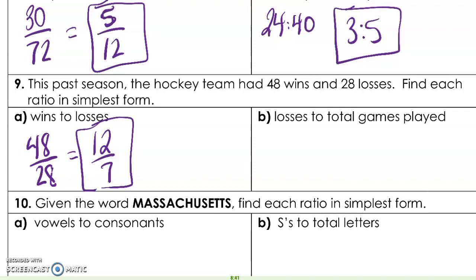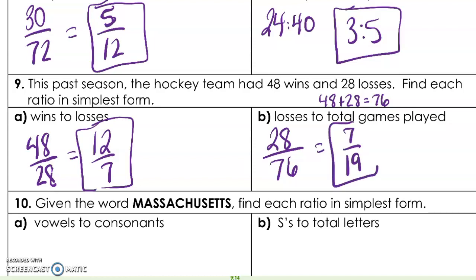Part B wants losses to total. So they didn't tell us the total. You have to figure that out. So we need to do 48 plus 28 to get 76 for the total. So for some of these, you're going to have to do some work to figure out what one of your numbers is. So losses was 28 and total was 76. So sometimes you're going to have to do some work and not just go right to the answer for these. Simplify that, we get 7 to 19. So again, your final answer needs to be 7 to 19.